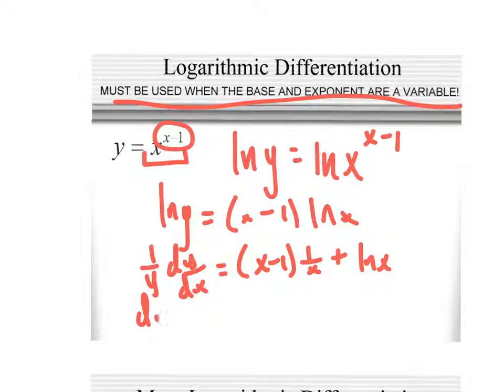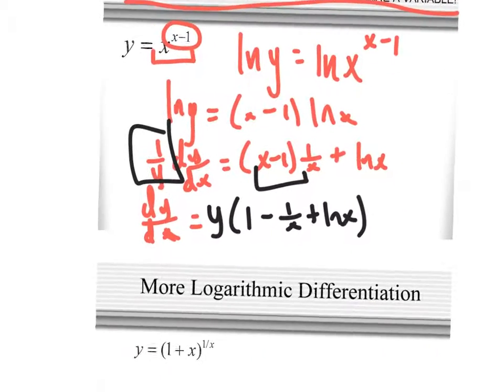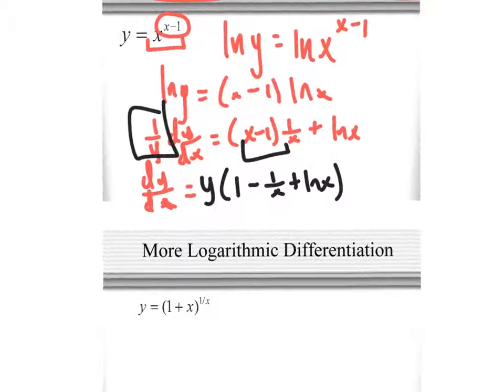And then you have dy dx equals some shenanigans, right? Move that 1 over y. How do you do that? Oh, you multiply it to both sides. Cool. I simplified this a little bit, so I distributed the 1 over x and turned it into 1 minus 1 over x plus ln of x. And then remember, your last step is literally just plug in what y was.